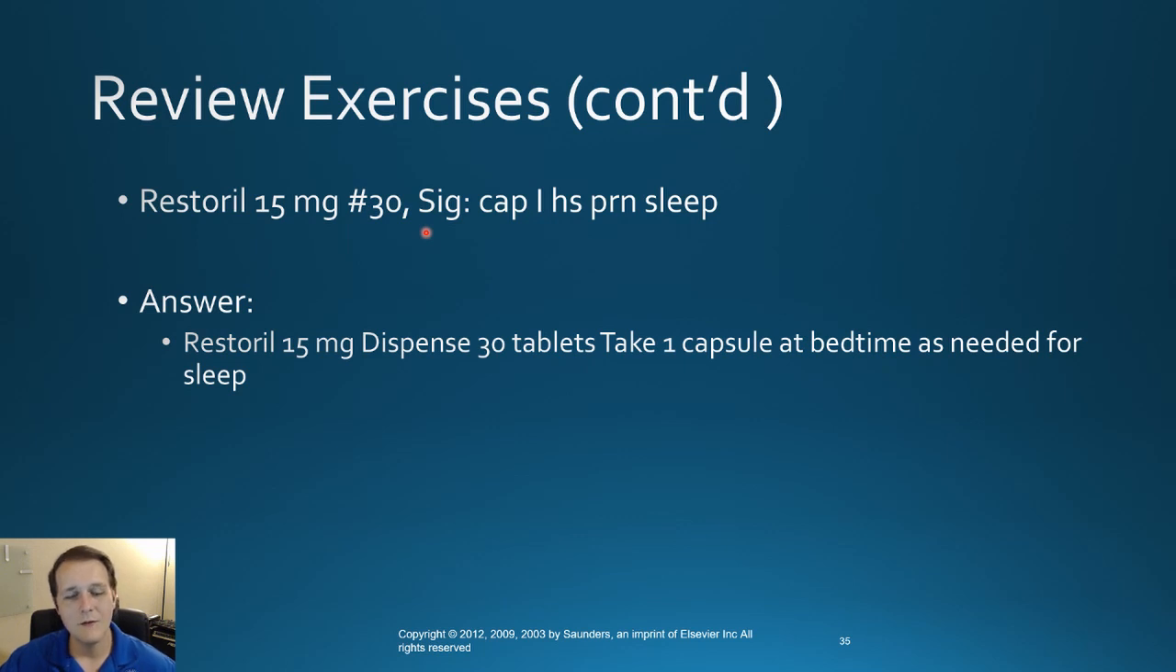So basically, it's Restoril 15 milligrams. Obviously, we're going to dispense 30 tablets. And again, it's about a month's supply, right? Take 1 capsule. And actually, you can already see we made kind of an error here, right? It says 1 cap, but I put dispense 30 tablets here.